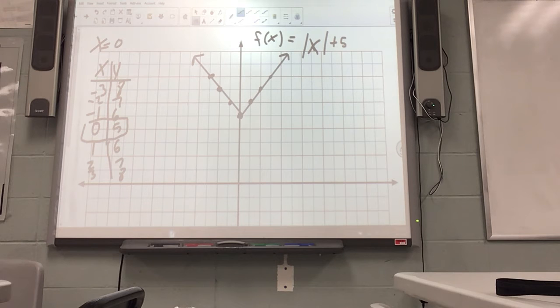I bet my boots that y'all all know the domain on this one, because it's going to go to the right forever and it's going to go to the left forever. So, I almost called you Kenny G, but Kinley, the domain would be all real numbers.